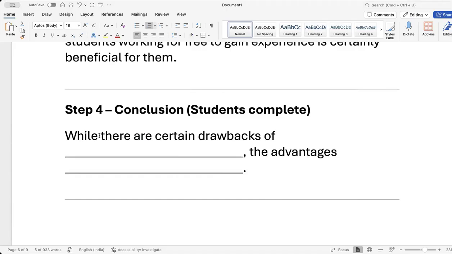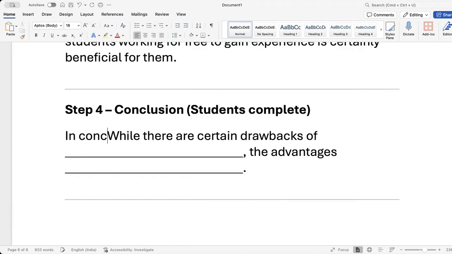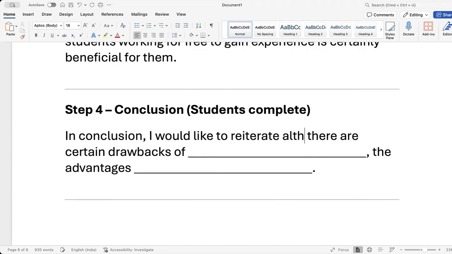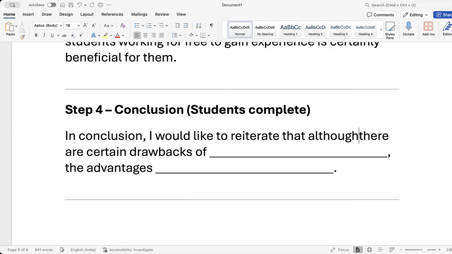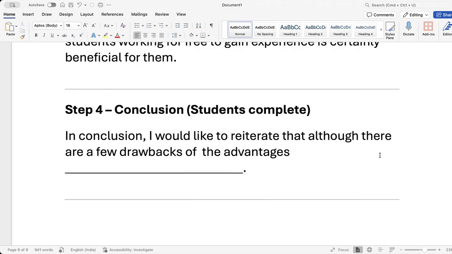Although there are, okay sir, wait. Here, although, okay, there are few drawbacks. Just hold on one second. So she recommended we can use I would like to reiterate that although there are certain drawbacks. Okay, now go ahead. Sir, here we can also use this: there are a few drawbacks. Yes, instead of certain you can use the word a few. Of what topic? Please? Topic was learning.